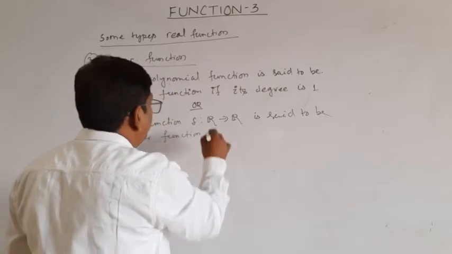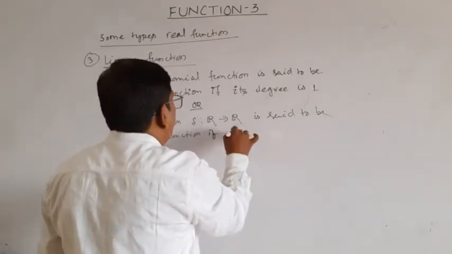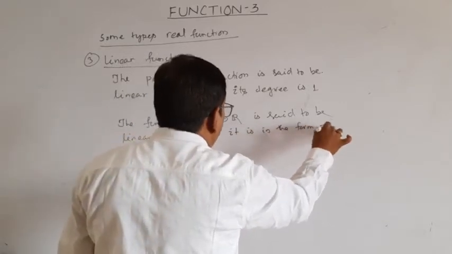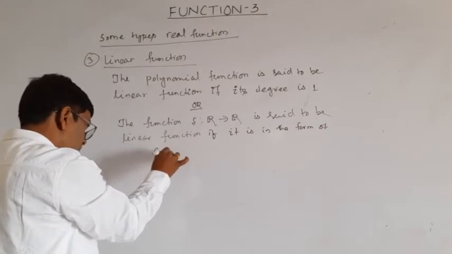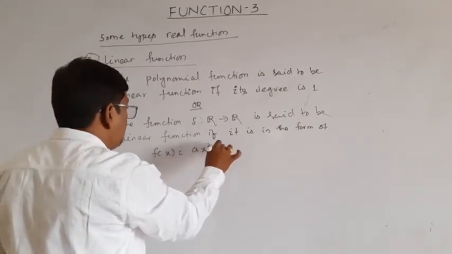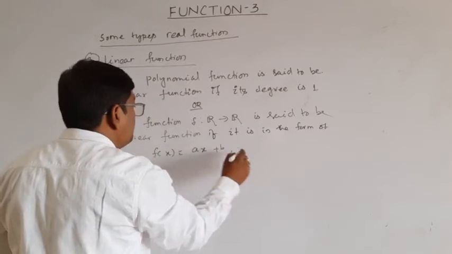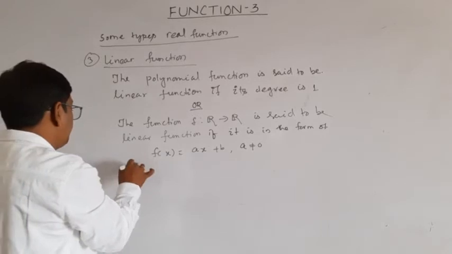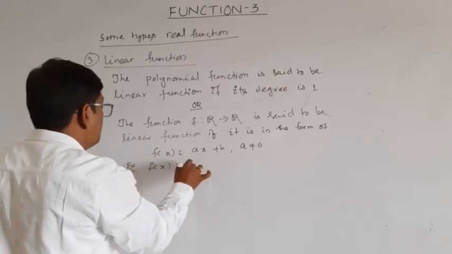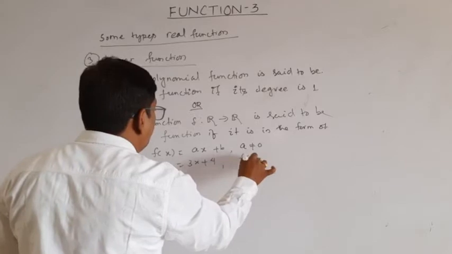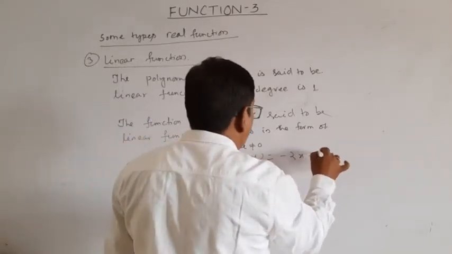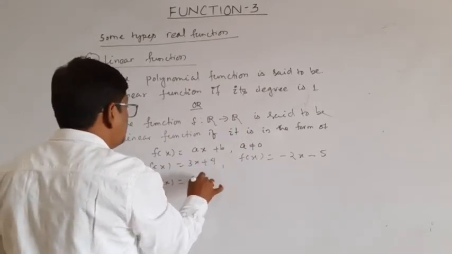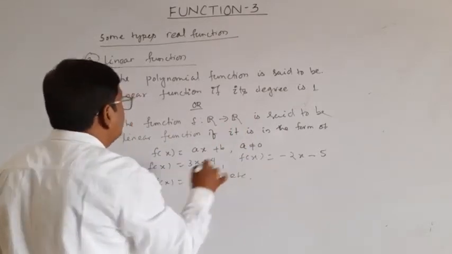if it is in the form of f of x is equal to ax plus b, a not equal to 0. Examples: f of x is equal to 3x plus 4, f of x is equal to minus 2x minus 5, f of x is equal to 6x minus 2, etc.